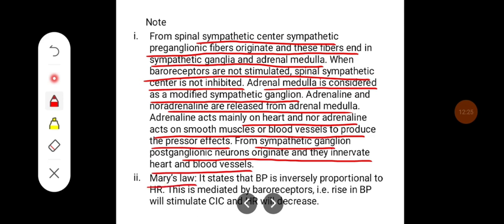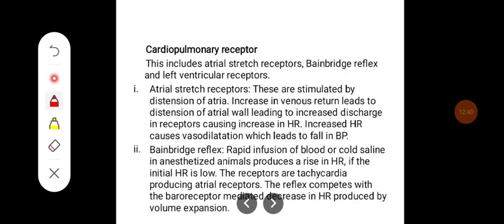Marey's law states that the blood pressure is inversely proportional to the heart rate and not vice versa. So this is mediated by baroreceptors. That is, a rise in blood pressure will stimulate the carotid sinus and the heart rate will reduce.